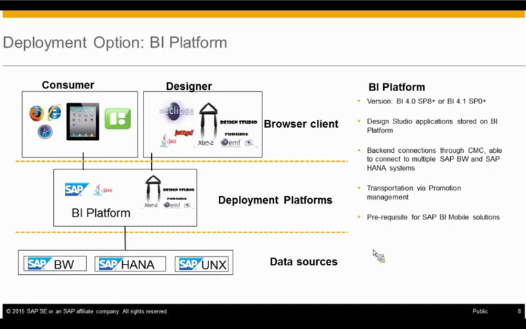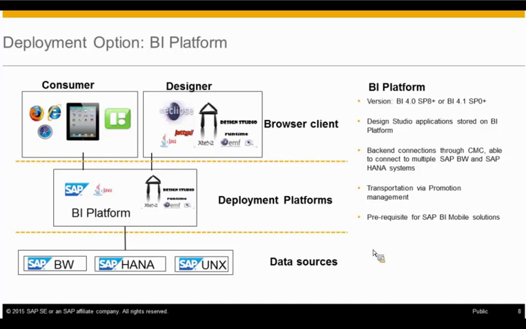As a designer, when you're creating your applications using the BI platform, you're able to leverage the various connections that are available in the CMC. So if you go into your BI platform and look at the OLAP connections that you have in the CMC, you'll be able to leverage your HANA connection as well as your BW connections that you have created. In addition, the designer can also leverage UNX universes as well. And other things that the BI platform offers is transportation, or moving Design Studio applications from one platform or one environment to another environment using the promotion management application.